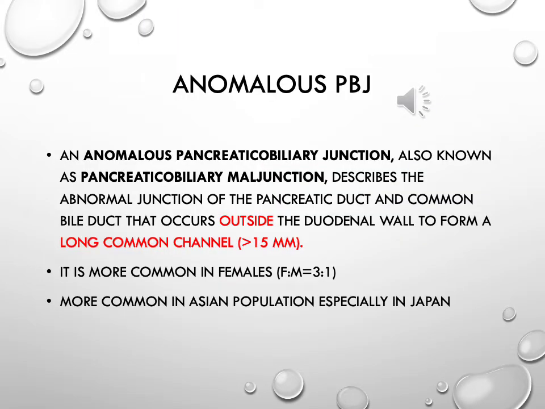The anomalous pancreaticobiliary junction describes the abnormal junction of the pancreatic duct and the common bile duct that occurs outside the duodenal wall to form an abnormally long common channel. This happens more in females, with a female to male ratio of about 3:1, and it is more common in the Asian population, especially in Japan.